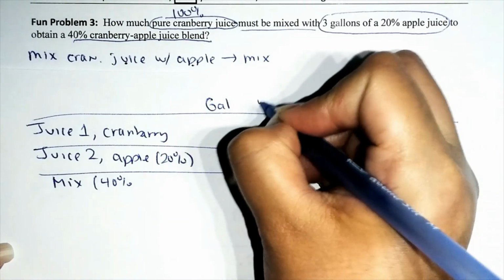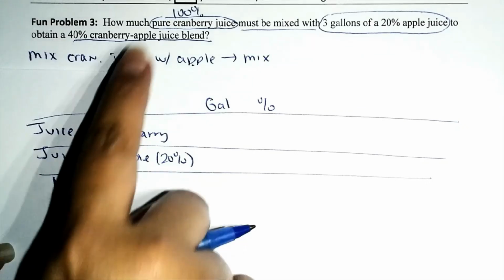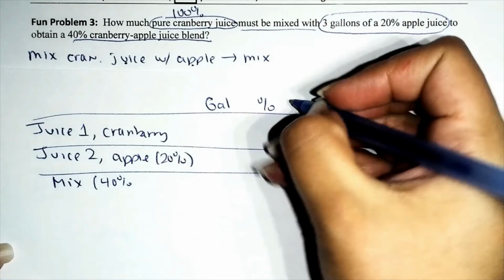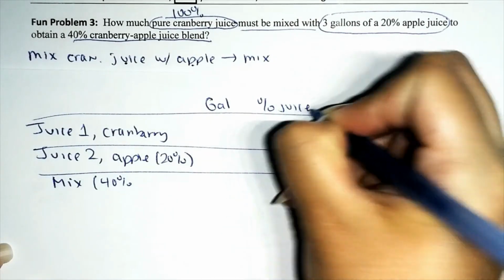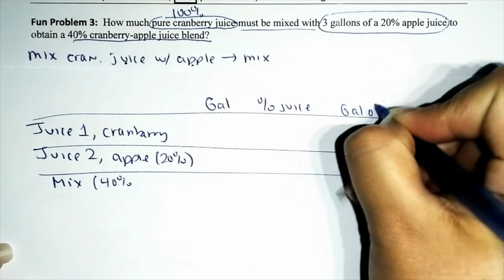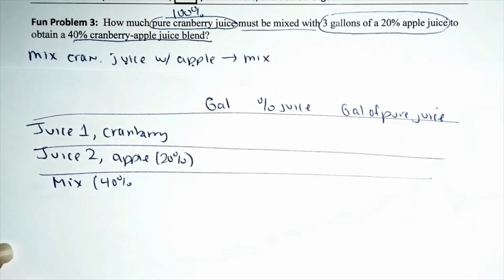The next one is gonna be strength, percent, whatever. I really like to write percent something because that's very helpful, especially when it comes to stuff with pure something. We're talking about juice, so we have percent juice, and then we're gonna put gallons of pure juice. Okay, fantastic.